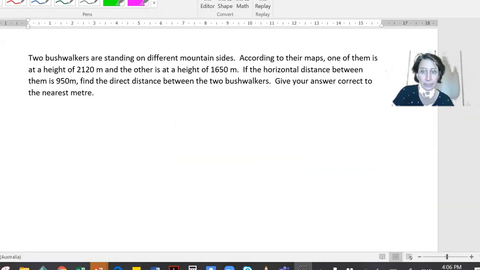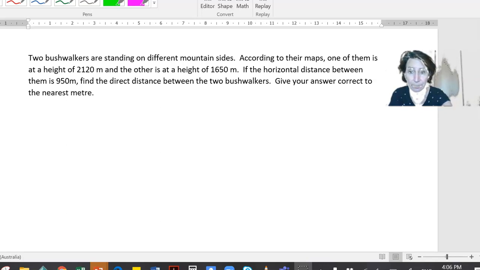All right, here's our second problem that we're going to go through together. This one's a little bit different because we're not given any diagram at all. So we have to draw our own diagram from scratch. We've got the question. It says 2 bushwalkers are standing on different mountain sides. According to their maps, one of them is at a height of 2120 meters and the other is at a height of 1650 meters. The horizontal distance between them is 950. Find the direct distance between the 2 bushwalkers. Give the answer correct to the nearest meter.